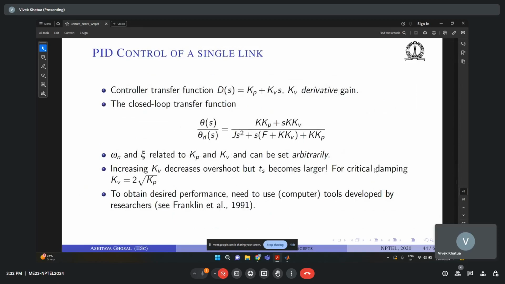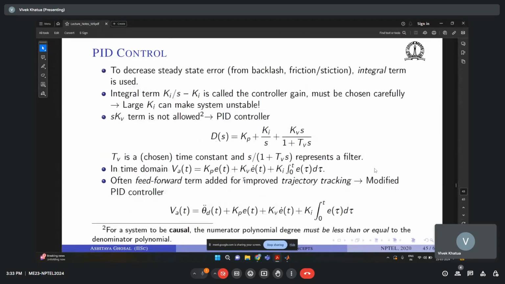Okay, here you can see increasing Kv decreases overshoot, but settling time becomes larger, right? It keeps on oscillating. That derivative introduces some amount of damping, right? But that damping can have overshoots, and those will have oscillations, right? So that is the role of s Kv.